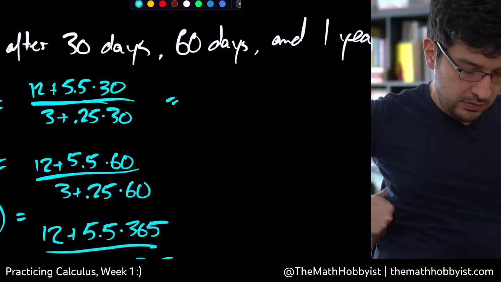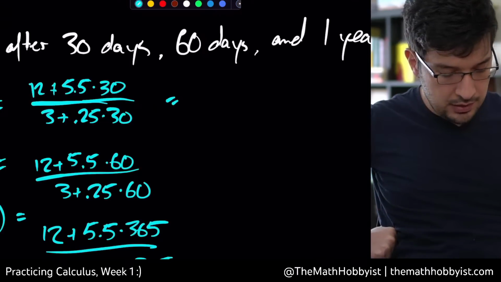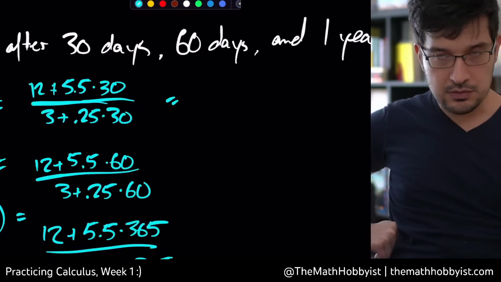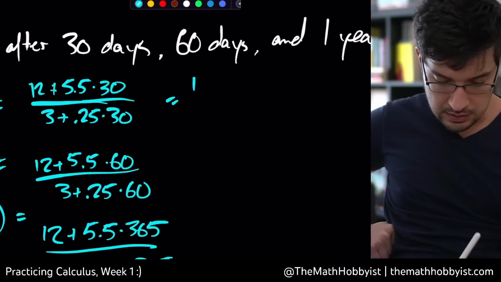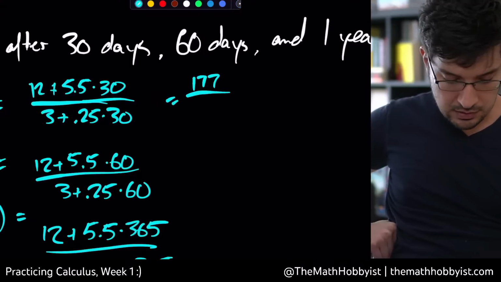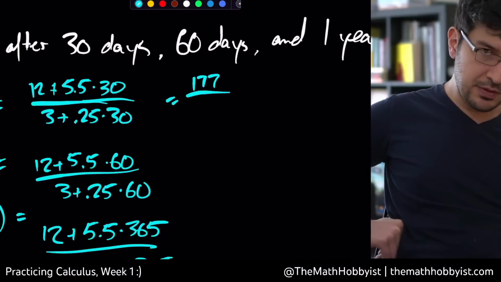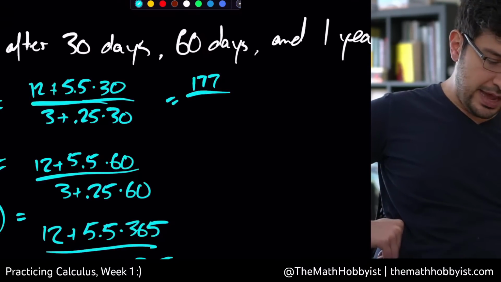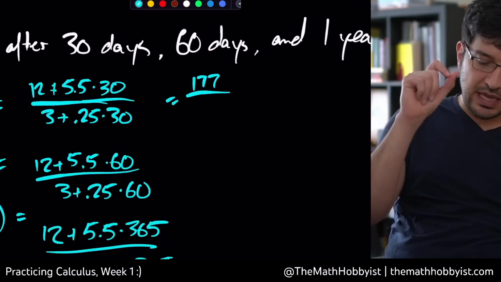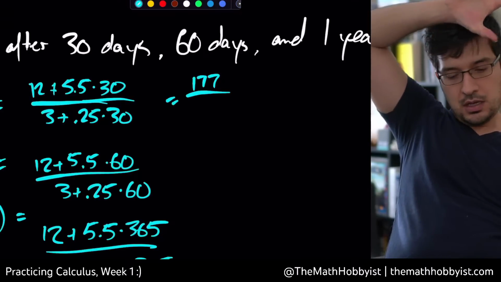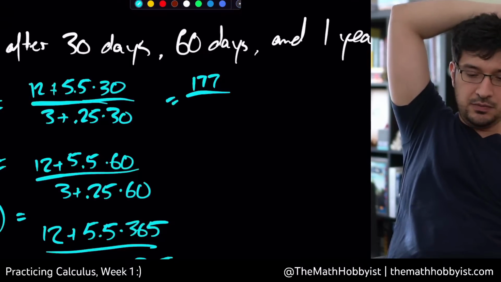So what is 5.5 times 30? I see that as 150 plus 15. So 165 plus 12 is 177. So how did I get that? 5 times 30 is 150. Half of 30 is 15. So I added those two pieces together to get 165. And then I added 165 and 12.